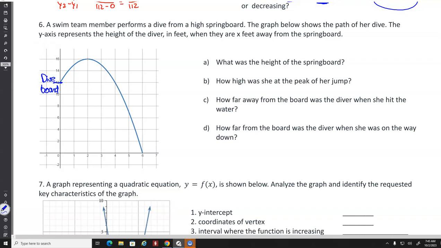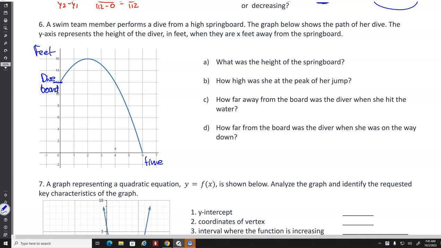In feet. So this is going to be feet. I can just write feet here. And then x represents, let me see, when they are x feet away from the springboard. And I would assume this represents time in seconds.